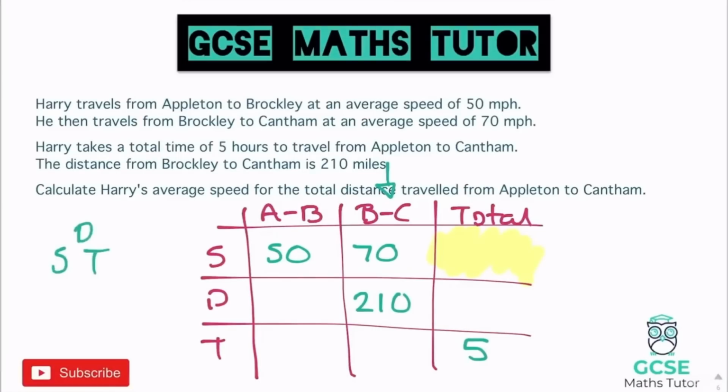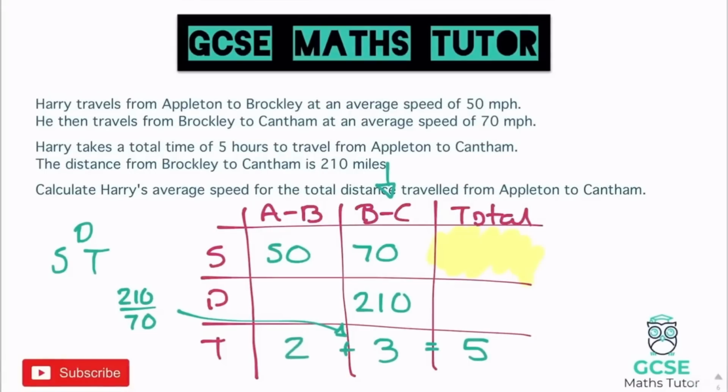So the time down the bottom for this first little box that we can work out is distance divided by speed. So 210 divided by the speed, which is 70, and that gives us 3 hours for that part of the journey. Now we can work backwards because we know that these two journeys have to add together to make 5. So if we do 5 take away 3, that tells us that this first part of the journey must have been 2 hours.